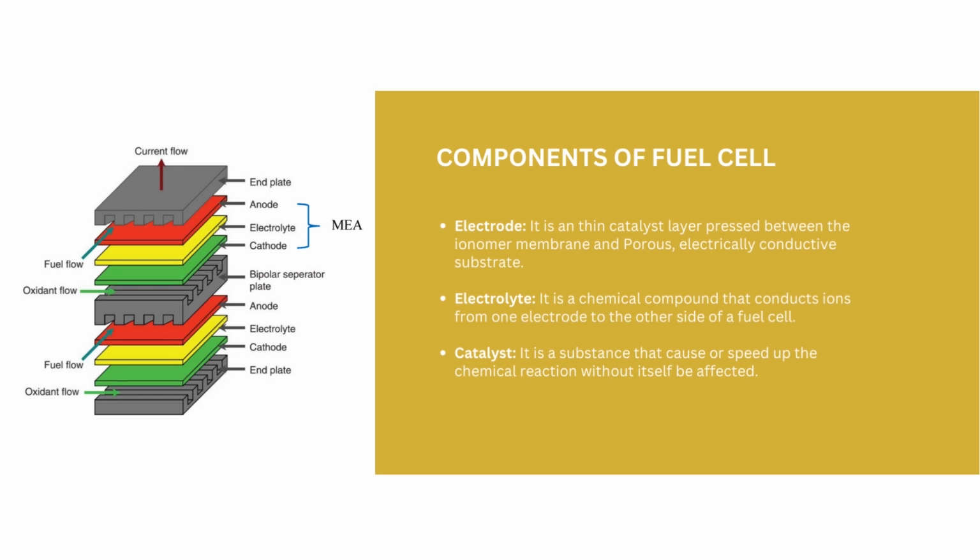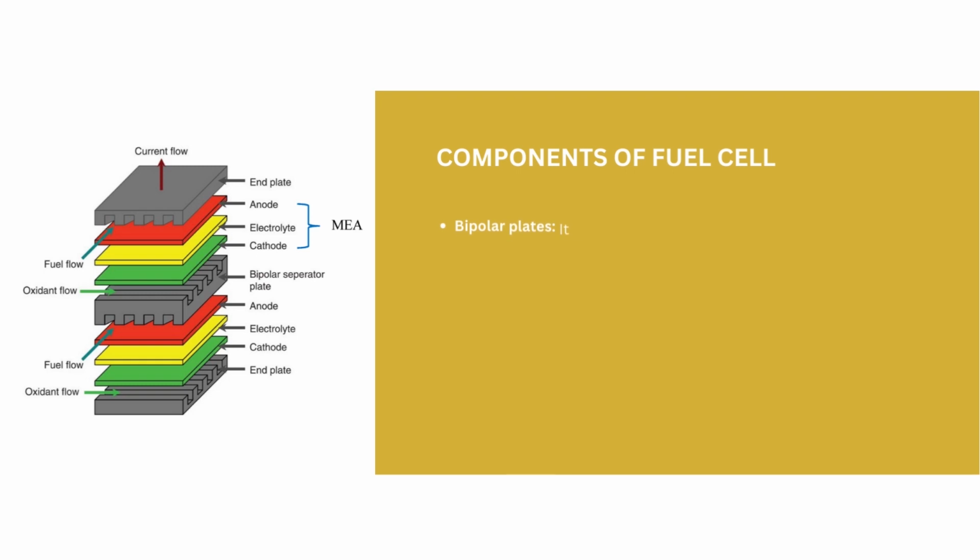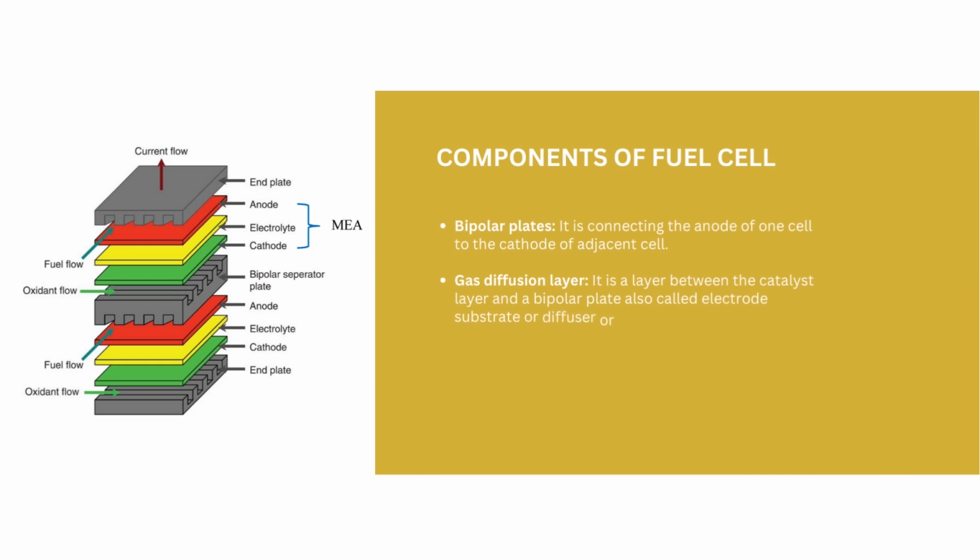Third, we have the catalyst. It is a substance that causes or speeds up the chemical reaction without itself being affected. Fourth, we have the bipolar plates. They conduct from the anode of one cell to the cathode of the adjacent cell. Lastly, we have the gas diffusion layer. This layer is between the catalyst layer and a bipolar plate, also called electrode substrate or a diffuser or a current collector. The combined assembly of anode, electrolyte and cathode, we call a membrane electrode assembly. In short, we call it MEA.